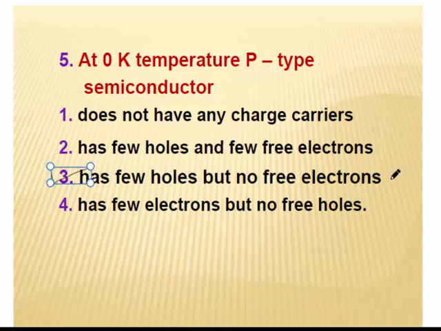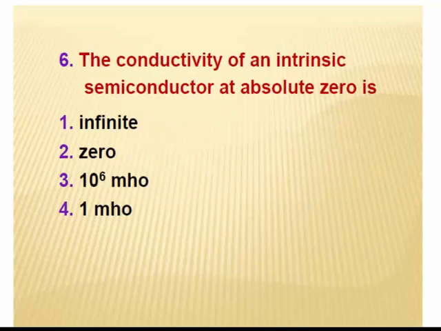As I told, p-type at 0 Kelvin, it is having only few holes because of the doping. Because of doping, there will be a few holes, but no free electrons because no breaking of bonds. Okay, at 0 Kelvin temperature, p-type semiconductor has few holes but no free electrons. Okay. So next question, sixth one.